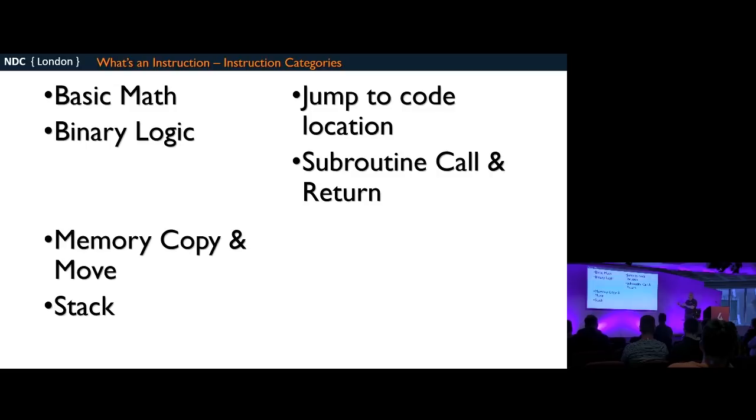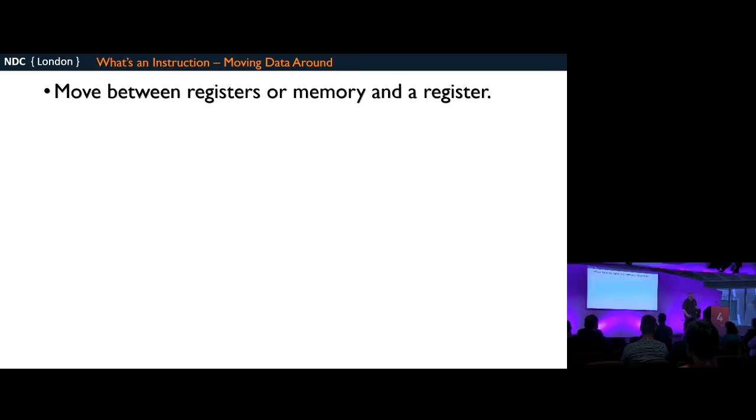So these are the categories of instructions that we have. Let's walk through some actual examples so you can see just how this works. Let's start with something really simple, a memory move. One of the simplest things that you can do in code is basically set one variable to the value of another variable.